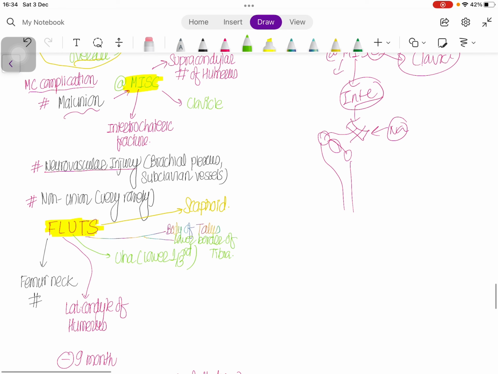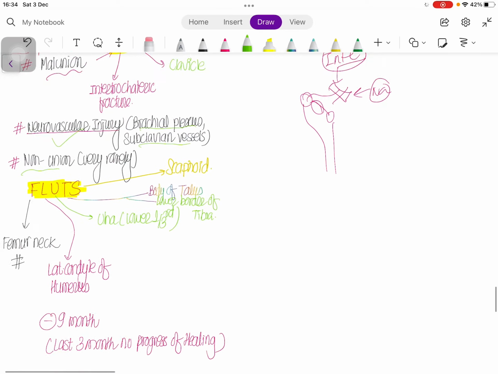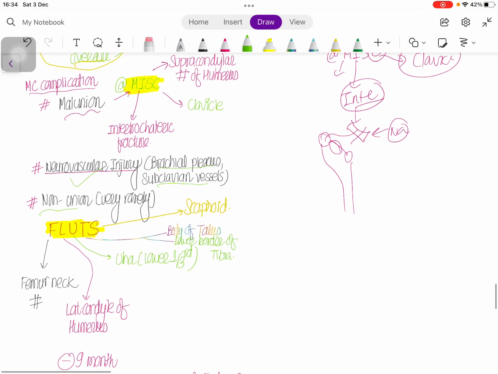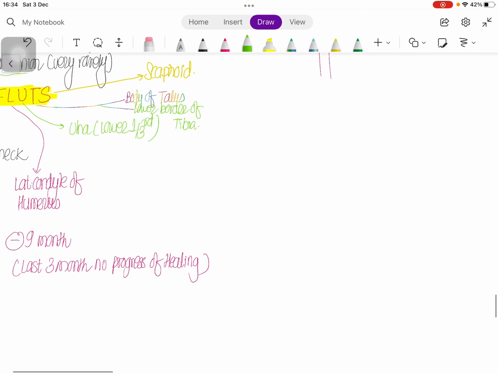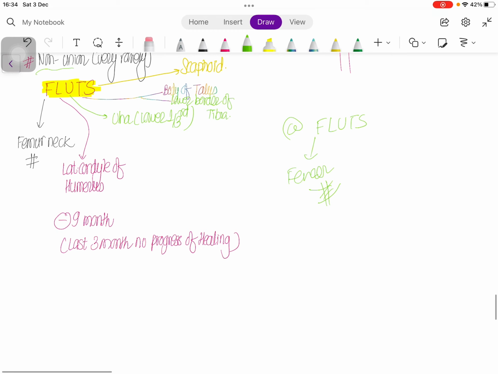There can also be neurovascular injury, like the brachial plexus and subclavian vessels can also be affected, and non-union occurs very rarely, as I have mentioned here, because the video will be very short for the clavicle. So if non-union comes, then we have to know the mnemonic FLUTS. For the F, femur neck, as I have already talked about, if there is a fracture of the femur neck, then there is a chance of non-union. But the most common complication of femur neck fracture is avascular necrosis, followed by non-union.